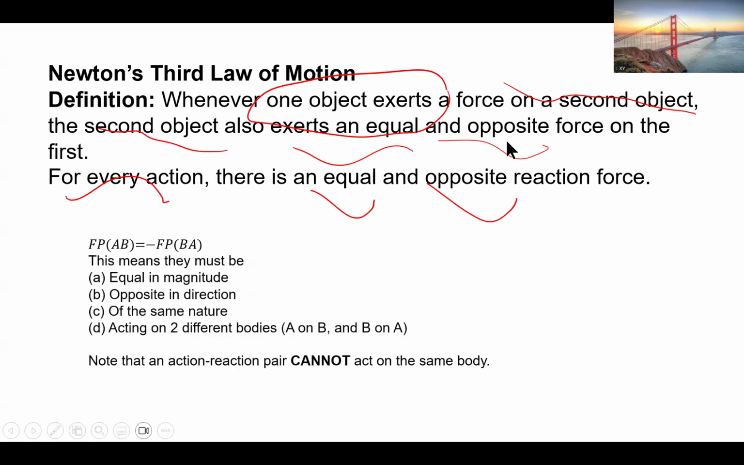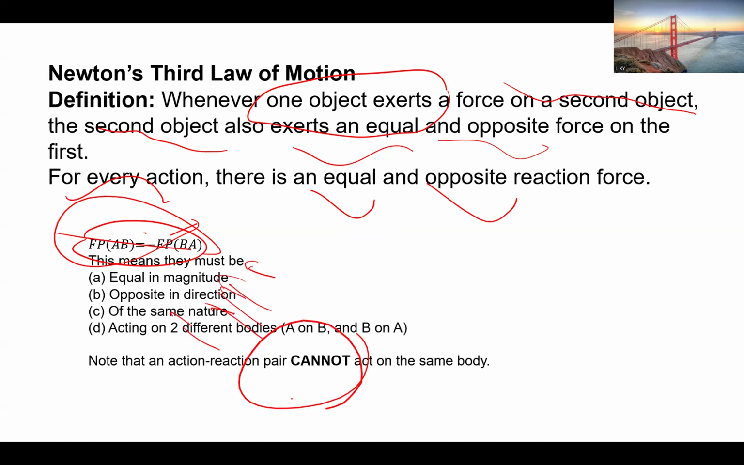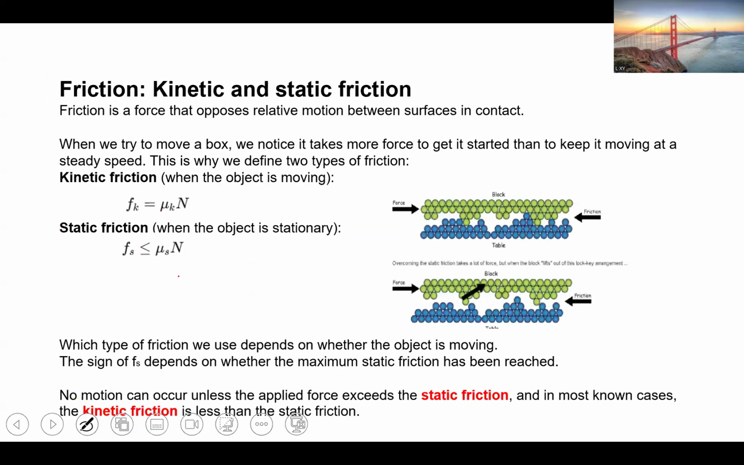We can derive that FP equals negative this, because of some equation, but you don't have to worry about this one a lot. This means that the forces must be equal in magnitude, opposite in direction, of the same nature, and acting on two different bodies; they cannot act on the same body.